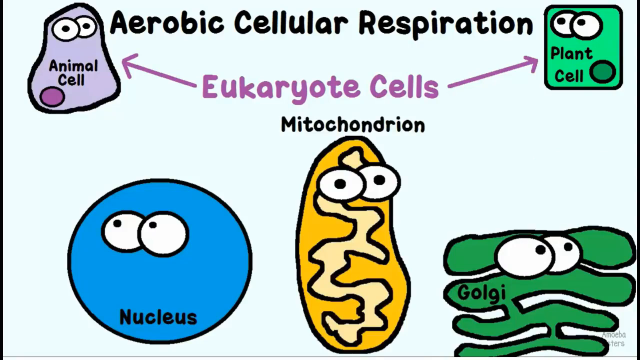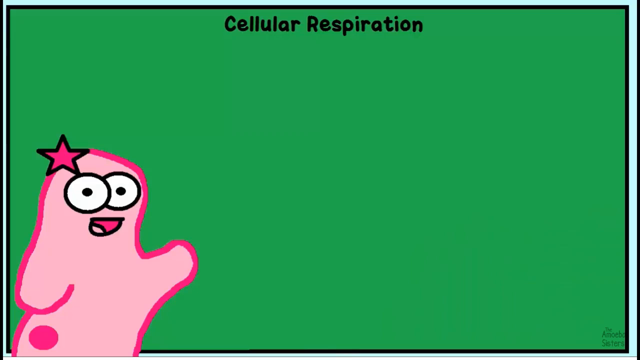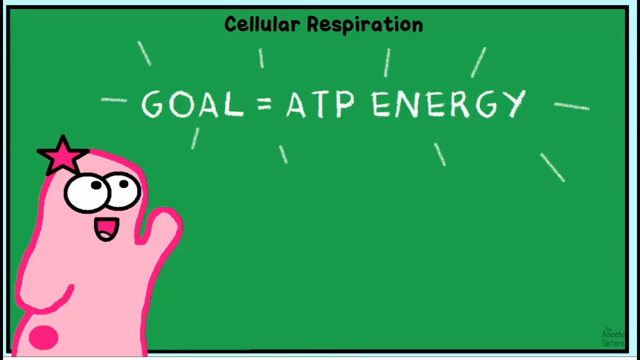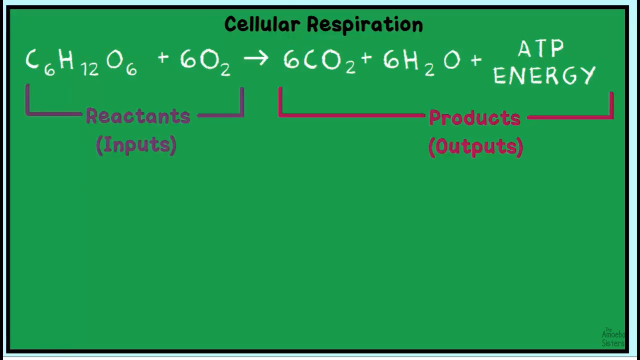We are going to focus on aerobic cellular respiration in eukaryote cells. Remember that eukaryote cells have many membrane-bound organelles, such as mitochondria. They're going to be kind of a big deal in this. So let's get started. Remember, we are trying to make ATP energy. Let's take a look at this formula. Remember that reactants, the inputs, are on the left side of the arrow, and products, the outputs, are on the right side of the arrow.